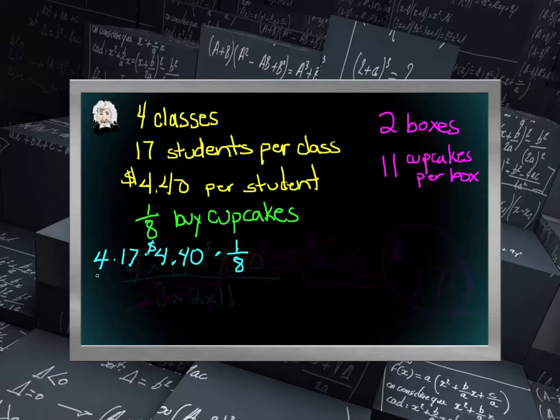We would need to divide that amount of money by the exact number of cupcakes purchased, which is going to be 2 boxes times 11 cupcakes per box. We can begin to simplify, and let's take a look at that. I know the 4 times 1/8 really becomes 1/2. 17 is a prime, that can't be reduced. 440 we could actually restate as 4 times 10 cents times 11.